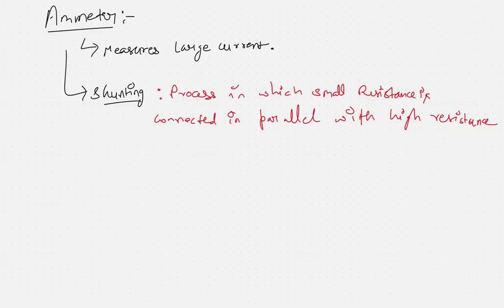High resistance shunting. Okay. So a process, if you have a small resistance and you are connecting it in parallel, assuming this is a small resistor, maybe RG, you are applying a very small current across your RG. This process is known as shunting.